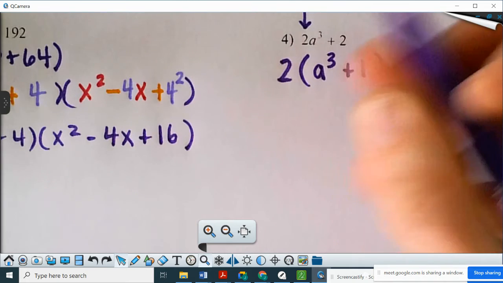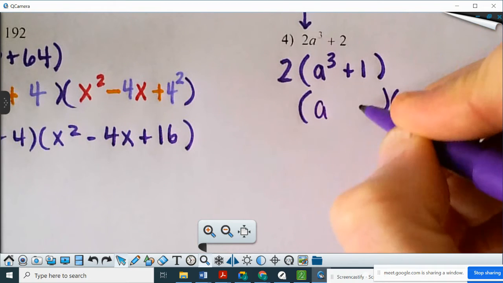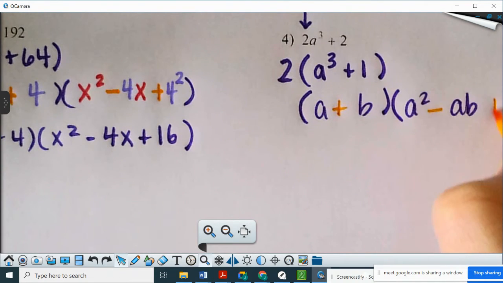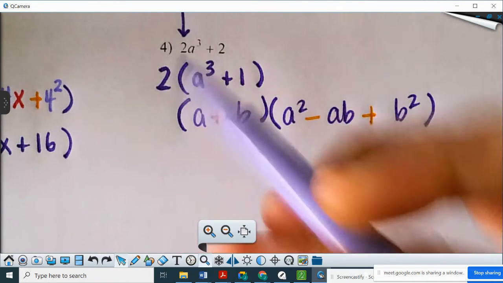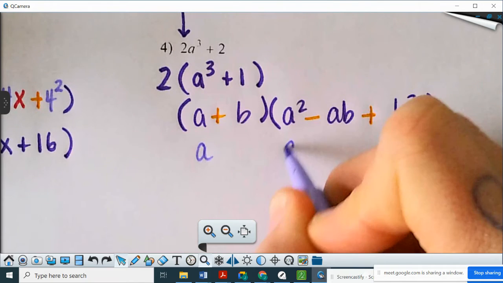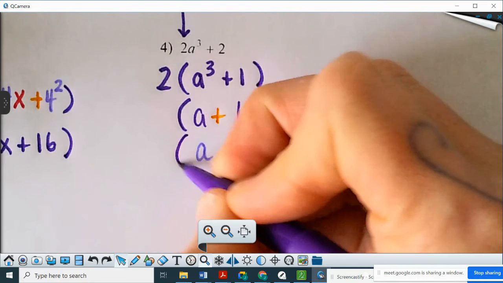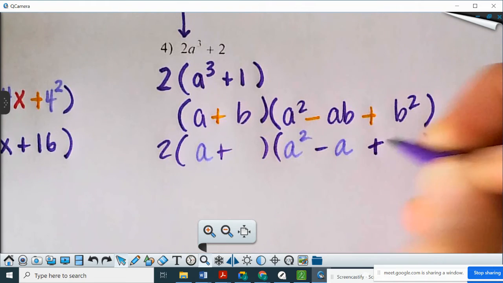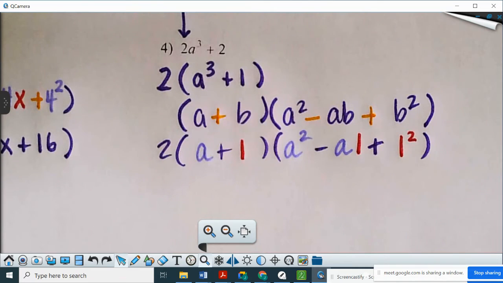So a cubed, again, so we have a, b, a squared, ab, b squared. It's still addition, so it's same, opposite, always positive. And I'm off the screen again. The cube root of a cubed is a. The cube root of 1 is 1. 1 squared is also 1.